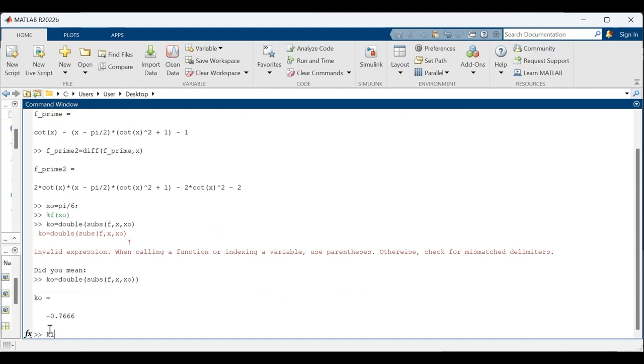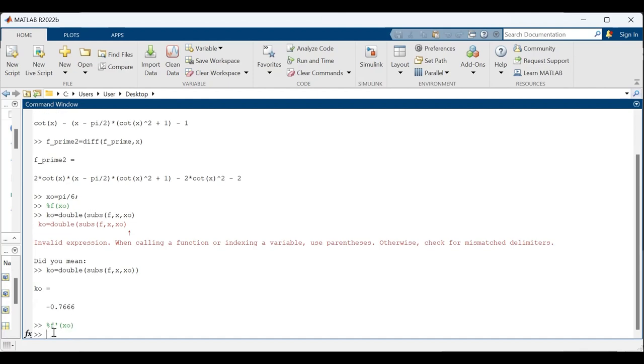And then k1. k1 will be f prime of x naught. I'll call it k1. So f prime of x naught, I'll call it k1, and this is equal to, let's see. Of course, this one also, the same thing, double. In fact, let me comment it. It means that I'm calculating f prime of x naught. So this is f prime, I can write it like that, of x naught. This is what I'm trying to calculate here, right?